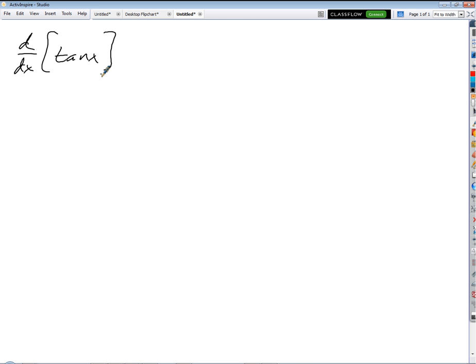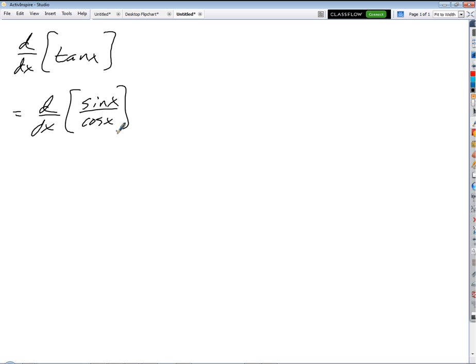Yes, Clancy, what do you think? Break it into sine over cosine. Excellent idea. That's always our strategy when we're working with the composite trig functions. We know how to deal with sines and cosines. So this is really just equal to the derivative with respect to x of sine x over cosine x, and we now are equipped to deal with that derivative, aren't we?